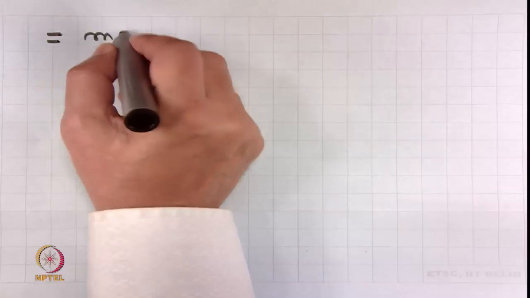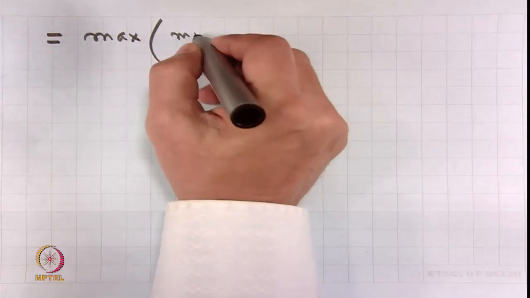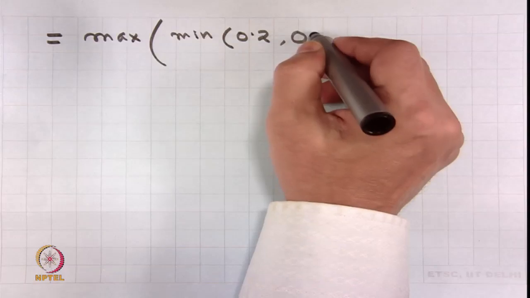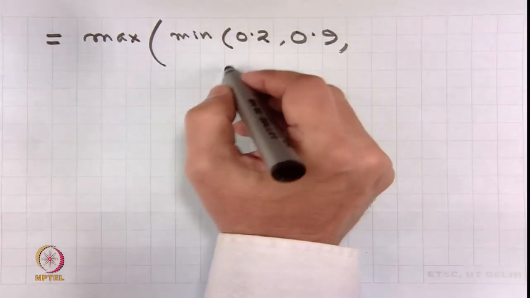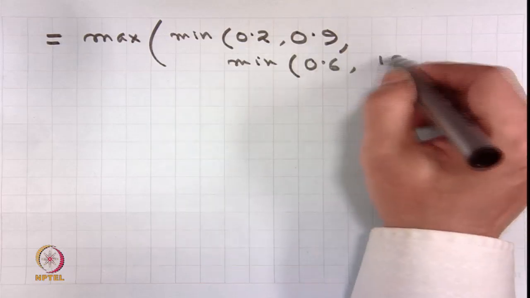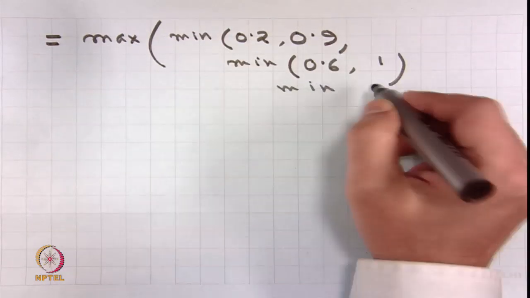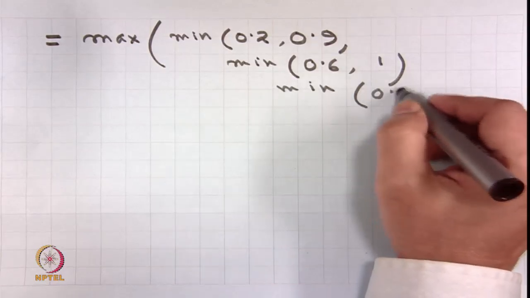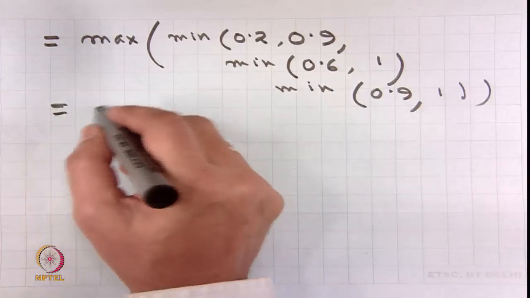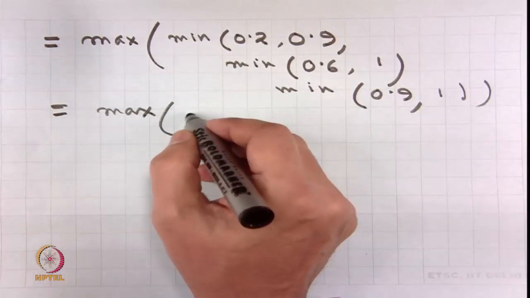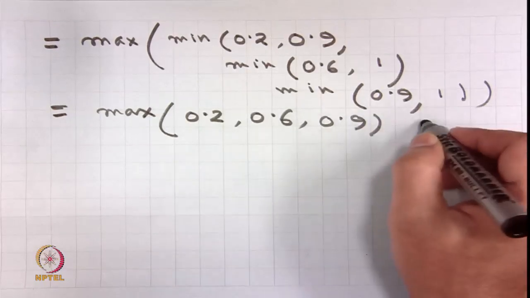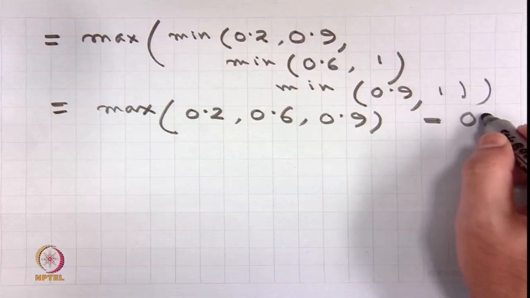is equal to maximum of minimum of 0.2 and 0.9, minimum of 0.6 and 1 and minimum of 0.9 and 1 is equal to maximum of 0.2, 0.6, 0.9 is equal to 0.9.